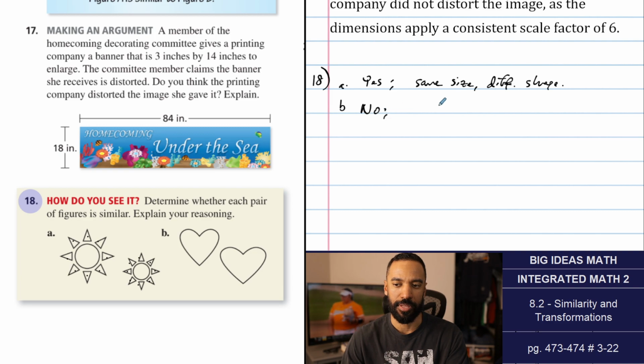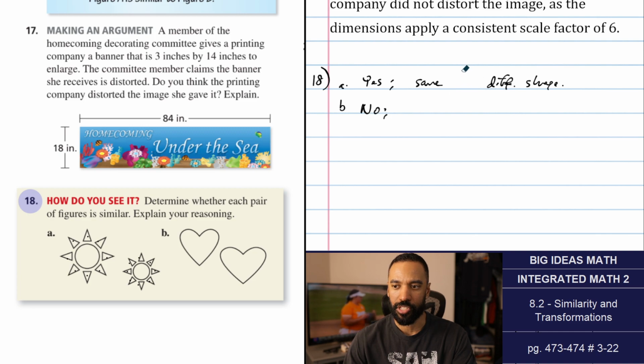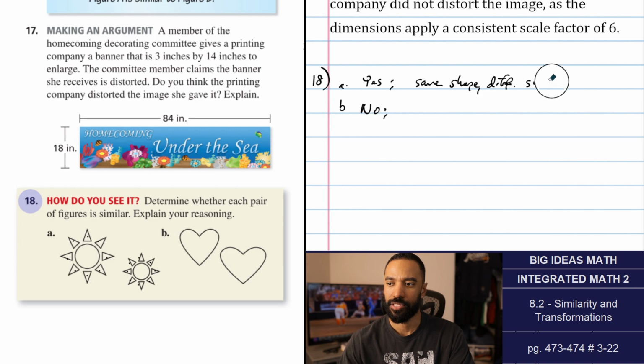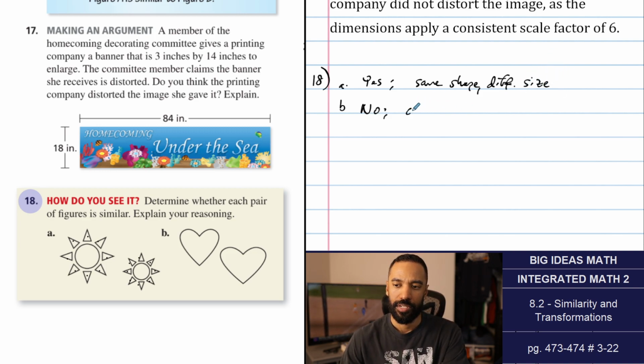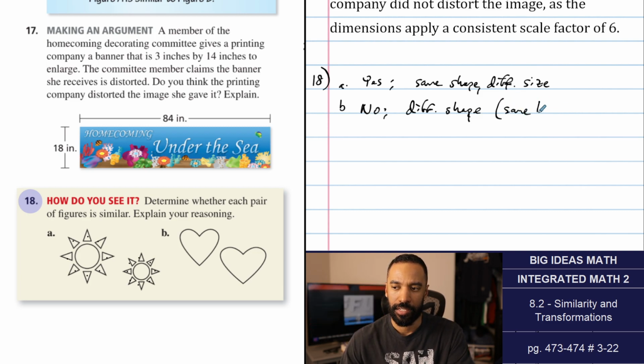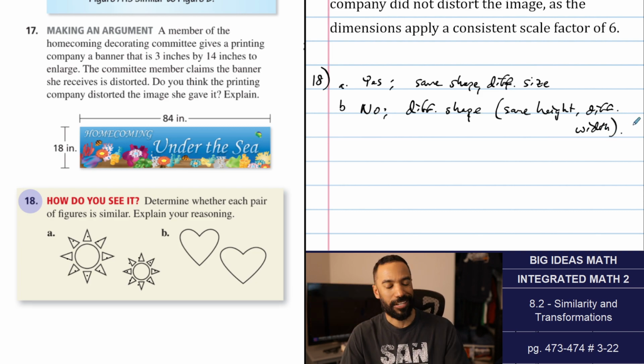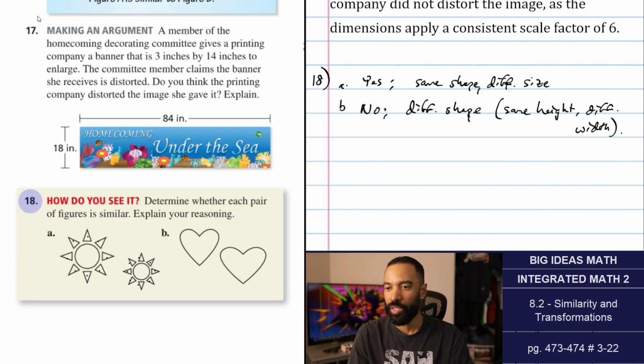They're both hearts. That doesn't mean they're the same shape. Excuse me. I said same size, different shape here. I meant same shape, different size. Same shape, different size. But over here on this next one, no, different shape. Skewed, same height, different width. Basically no consistent scale factor. No dilation occurring there.